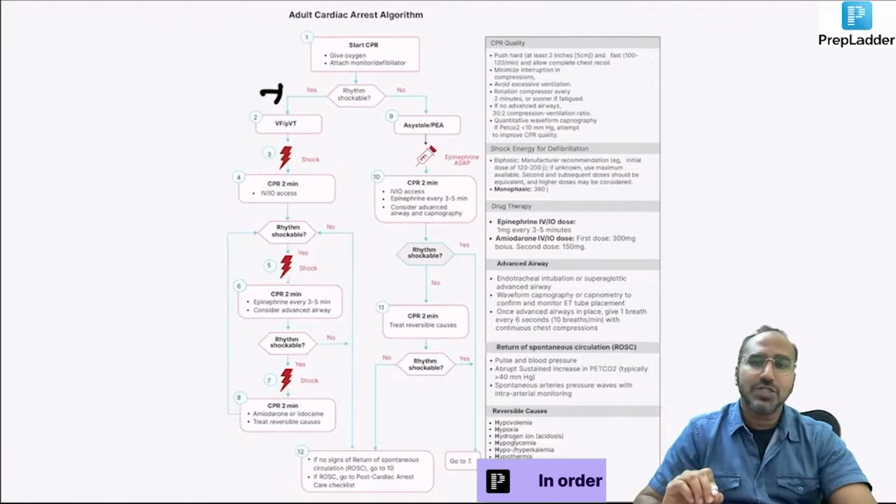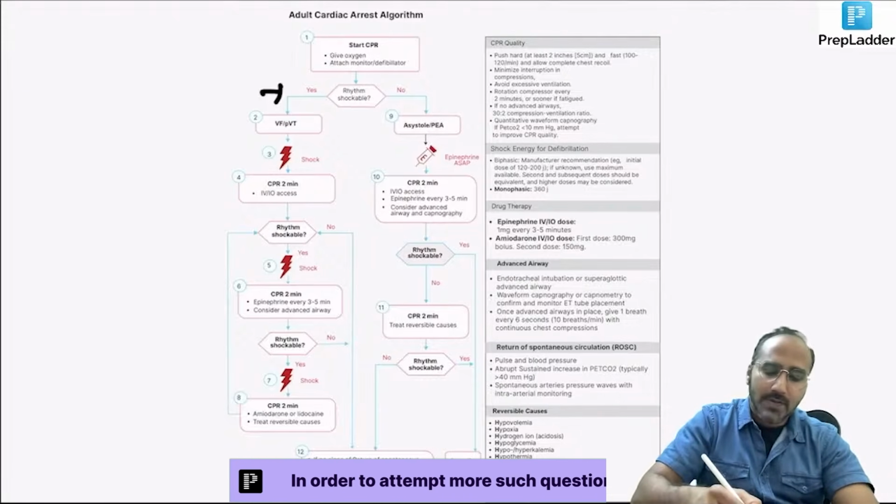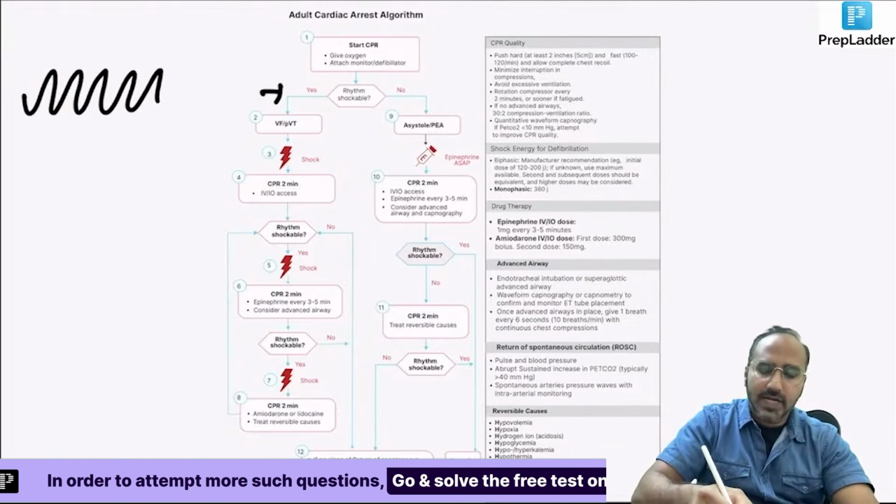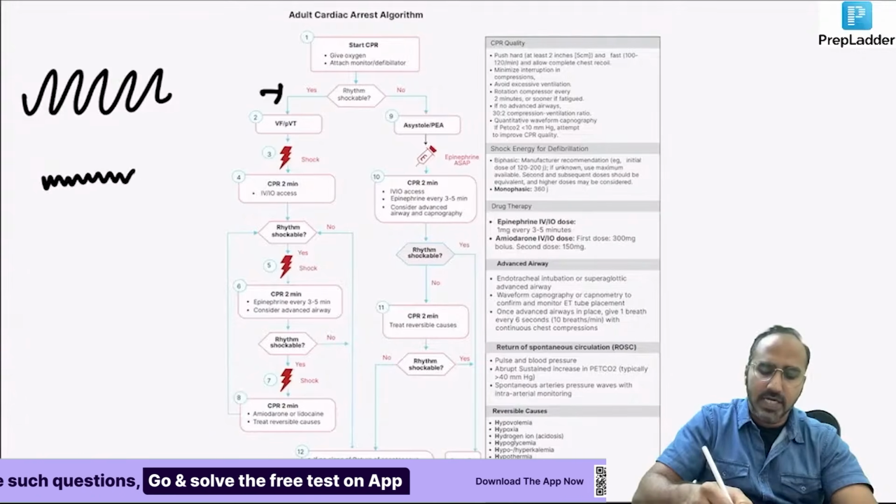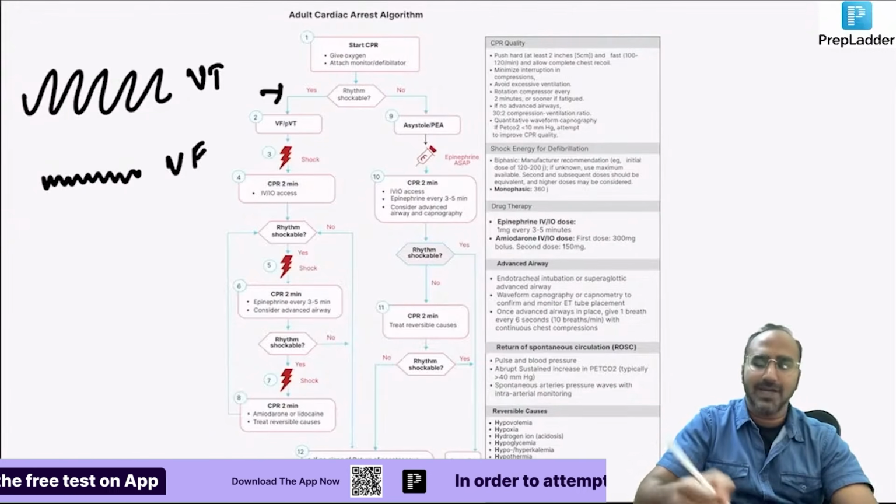Okay? If the rhythm is shockable, you go for the shock. Remember, shockable rhythms are 2 rhythms. This is ventricular tachycardia and this is ventricular fibrillation. VT and VF are shockable rhythms.